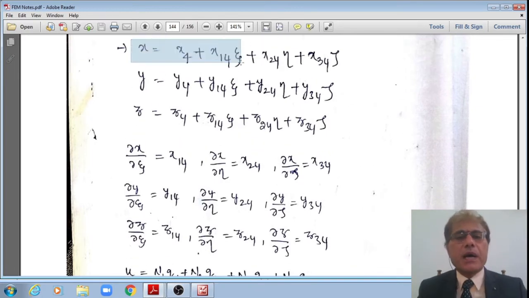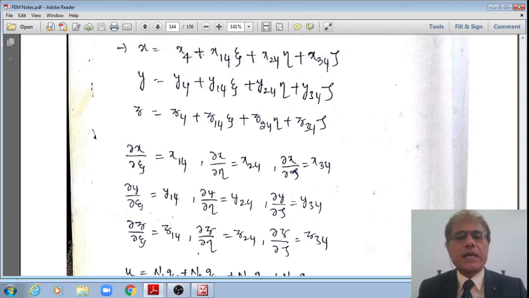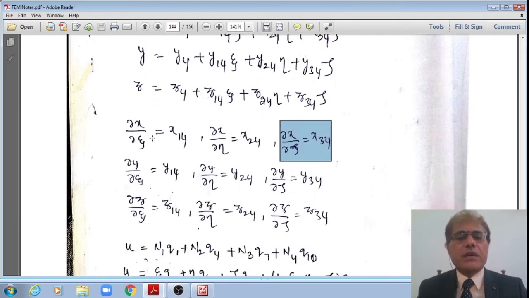Now I'll differentiate this first equation, dou x with respect to dou xi. Then I'll get x14. Similarly, I'll differentiate this first equation with respect to eta, I'll get x24, and if I differentiate this first equation with respect to zeta, now I'll get x34, in a cyclic fashion, right?